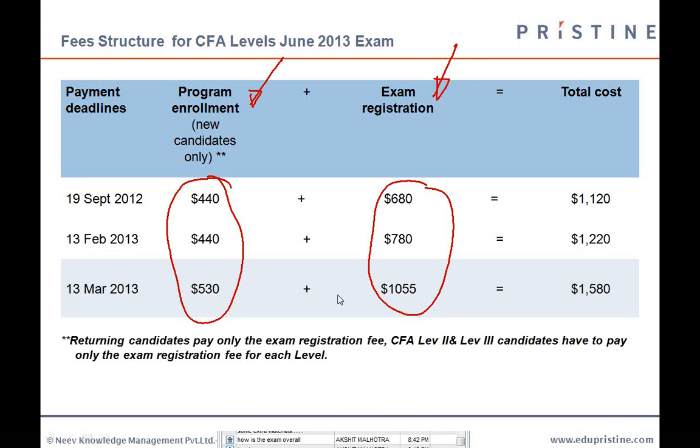There is a question asking whether there is any age limit for passing the exam. No, there is no age limit. You can try passing your exam anytime in your lifetime, so that's not a problem. I'll talk about the FRM exam in a little bit from now. Give me some time.